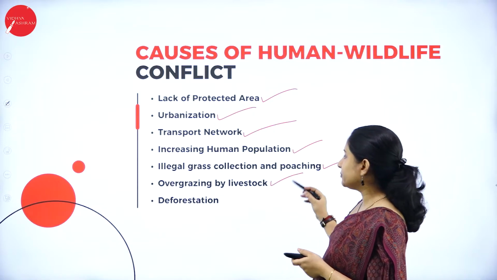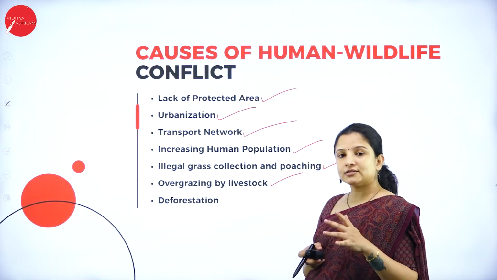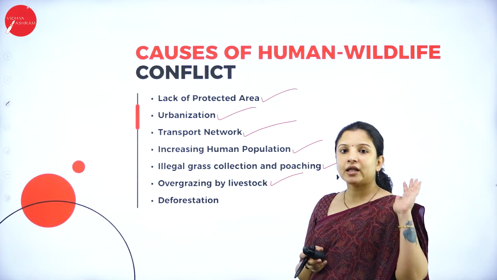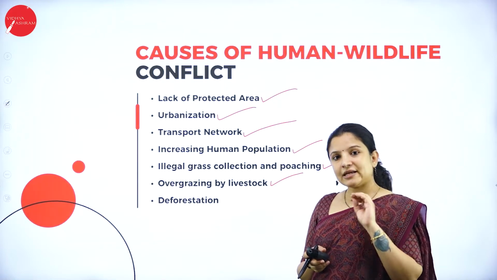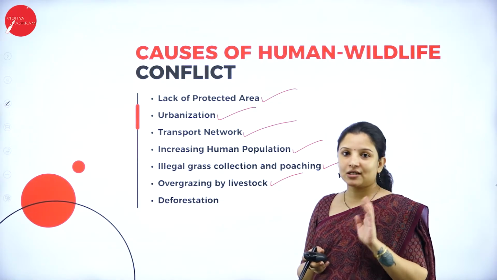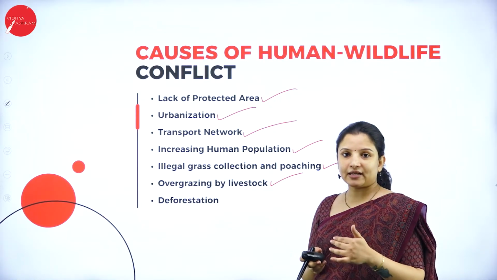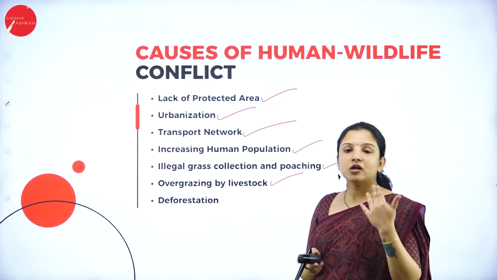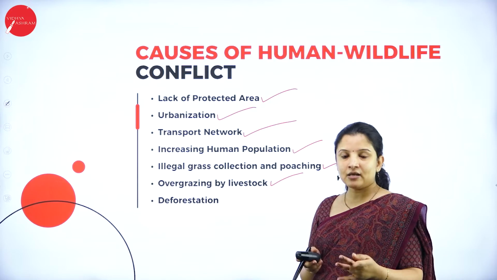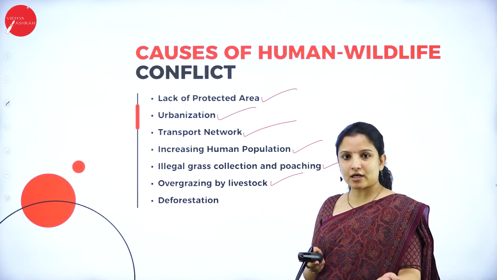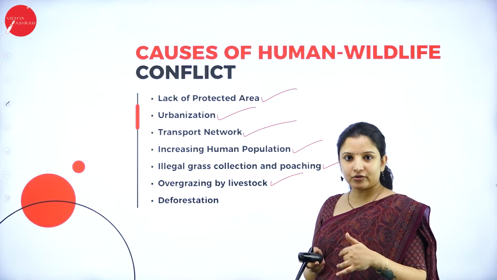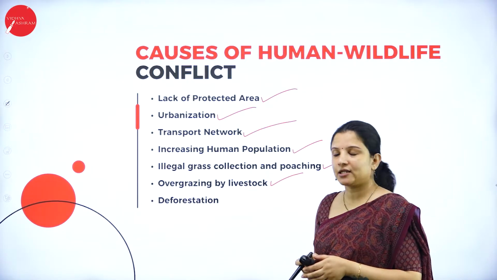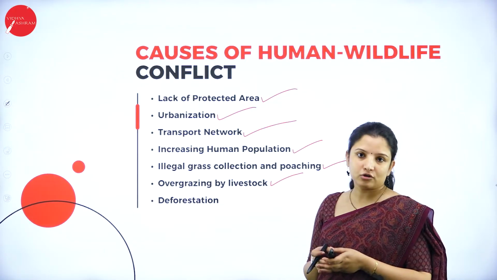Next is overgrazing by livestock. In some of the villages which share a boundary with the forest, people just leave their animals to enter into the forest. If these animals continuously feed on the grasses or the herbaceous plants there, then there will be scarcity of food for the herbivorous animals. Therefore, the herbivorous population will decline, and there will be a scarcity of food for the carnivores, and the carnivore population will start to decline. Therefore, the carnivores will not have any option other than to enter into human settlements. So overgrazing by livestock is also one of the reasons.